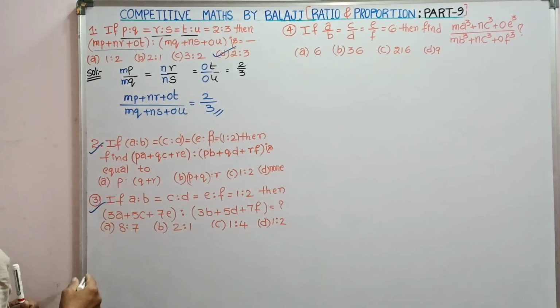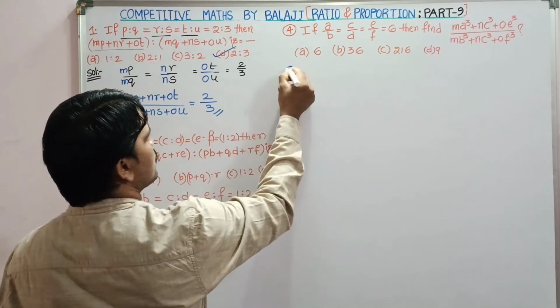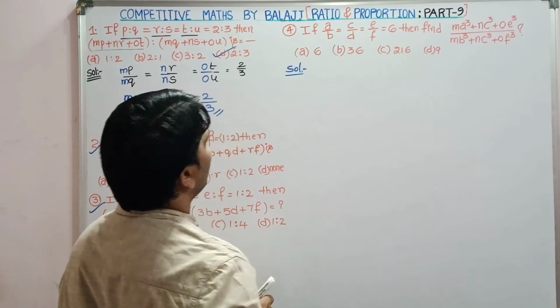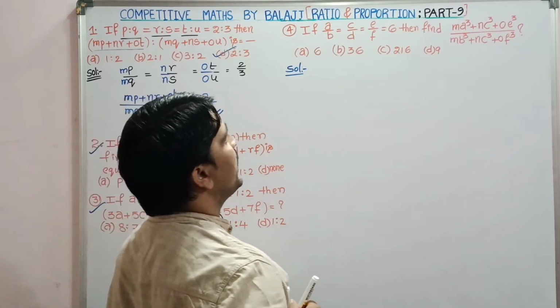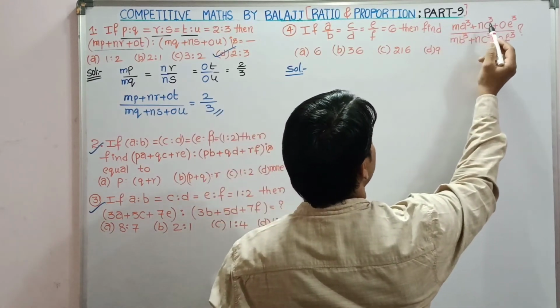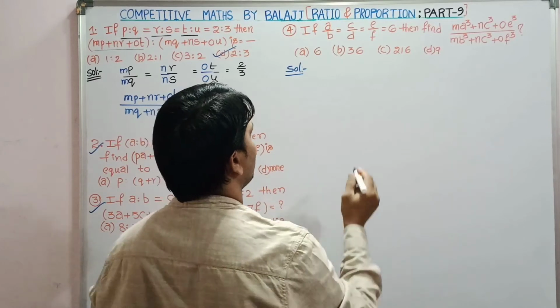Second and third questions I am leaving for you people. Try yourself. Solution to the fourth question. If A by B equals C by D equals E by F equals 6, then find MA cube plus NC cube plus OE cube by MB cube plus ND cube plus OF cube.